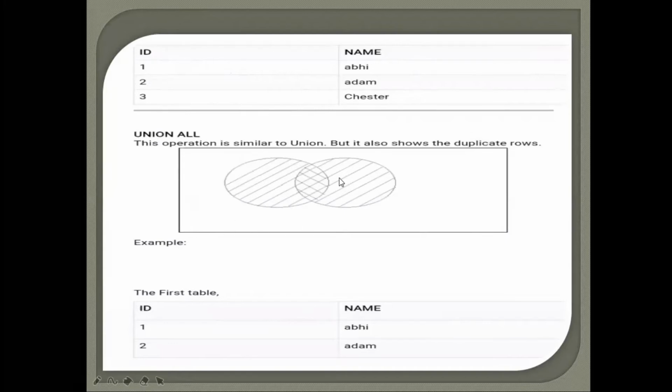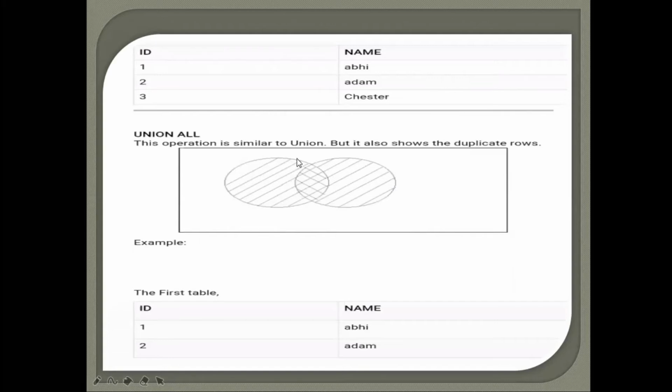Okay, this Venn diagram says your first table, this first oval, could be the first table, and the second oval here is considered to be the second table. So if you see here, everything from your left table, everything from your right table, and the common values are also displayed. So basically, union all works similar to union, but over here it will also show you the duplicate rows.